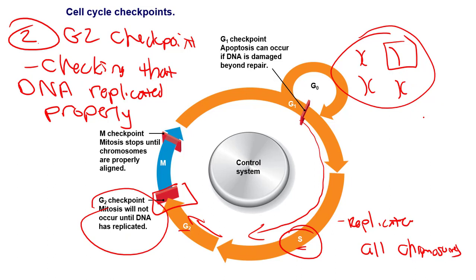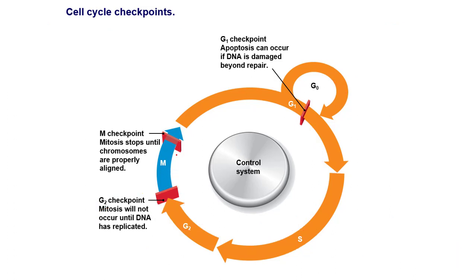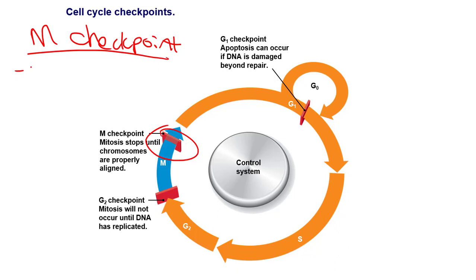Again, if it did replicate properly, everything looks good, we're going to go on to the next phase. But if it didn't replicate properly, then the cell is going to have to try again to repair itself. And if it can't repair, it's just too damaged, then apoptosis. The final checkpoint is in mitosis. It's the mitotic checkpoint, or the M checkpoint. This checkpoint happens between metaphase and anaphase.